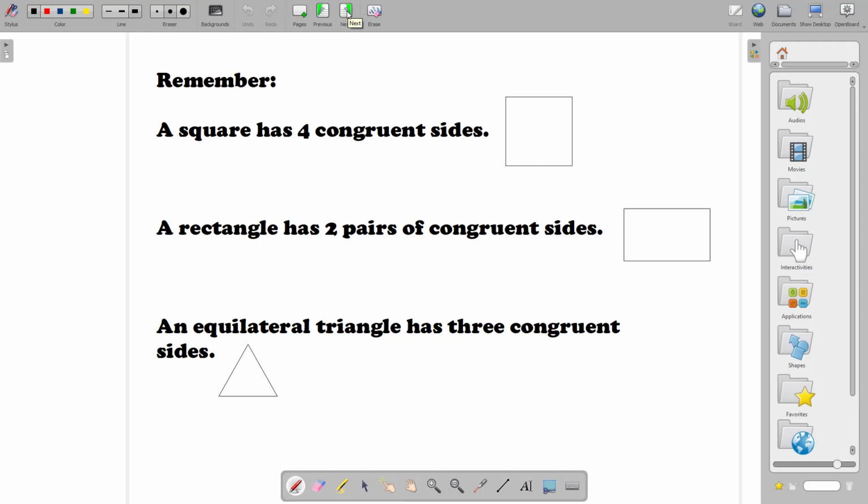First of all, let's review a little bit of geometry. A square has 4 congruent sides, and of course, right angles. A rectangle has 2 pairs of congruent sides, and of course it has right angles. An equilateral triangle has 3 congruent sides. So these geometric concepts will help us in some of our perimeter problems.